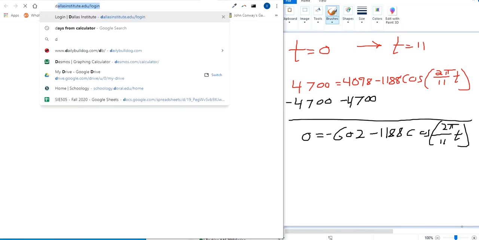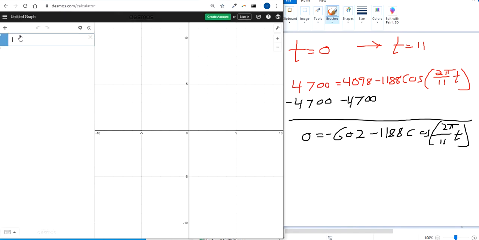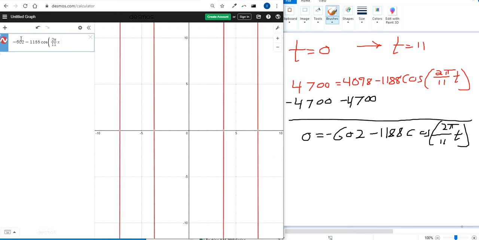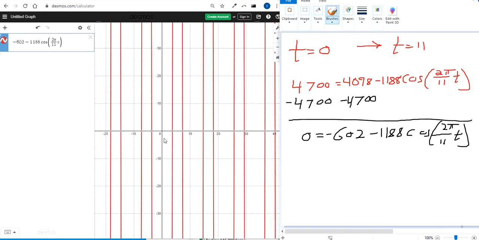So if you go into Desmos, and if you punch in the side that's equal to 0, negative 602 subtracted by 1188 cosine 2 pi divided by 11, and instead of t, we need to put x in for Desmos. Okay. So the graphing calculator can tell you all the different solutions. Look, there's an infinite amount. Remember what we said at the beginning of the problem. We wanted just the solutions for t equals 0 and t equals 11.